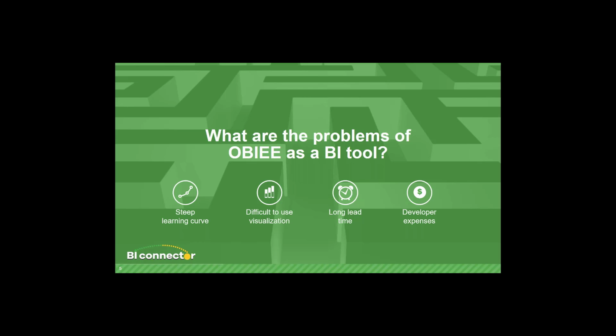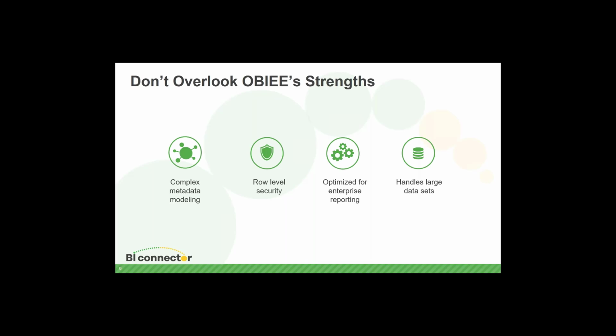But let's not overlook the strengths of OBI. The most important thing is its ability to handle complex metadata models. You can create extensive business logic in OBI and then make it available to the business users. Also, from a security perspective, it provides a robust enterprise class security layer where you can set up security at the dashboard level, at the object level, and also at the role level.